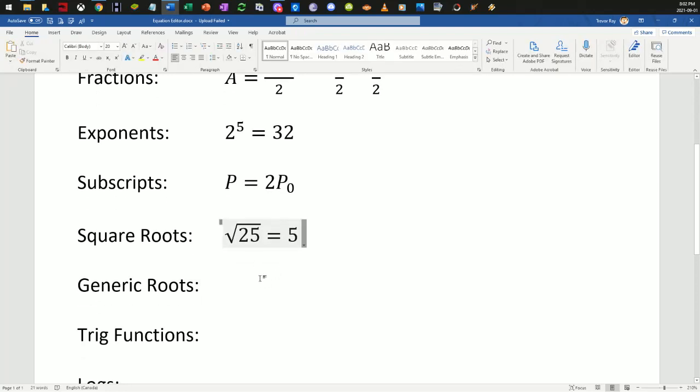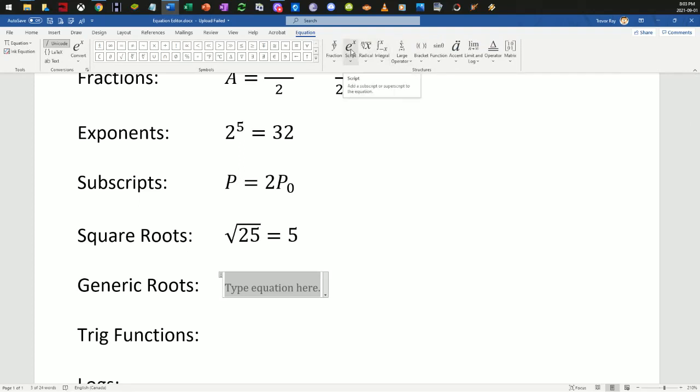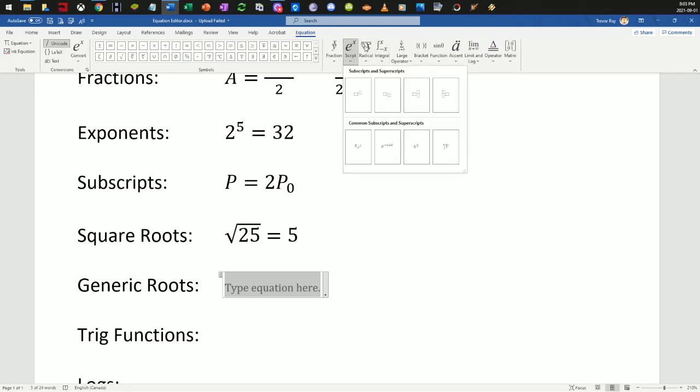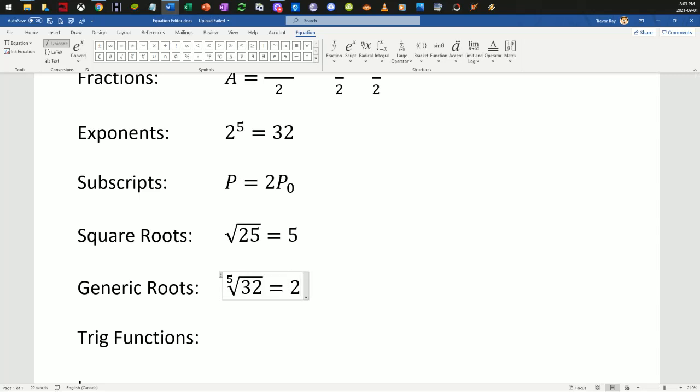If you want a generic root, same idea, except choose the second one. Now, if you want specifically, I want radical. If you want the square root, you can have the little 2 up there. If you want the cube root, you could put a 3 up there. And if you want any generic root, you can use that one. And up here we said 2 to the exponent 5 is 32, so I can say the 5th root of 32 must be 2. Basically an equivalent statement to what was above.